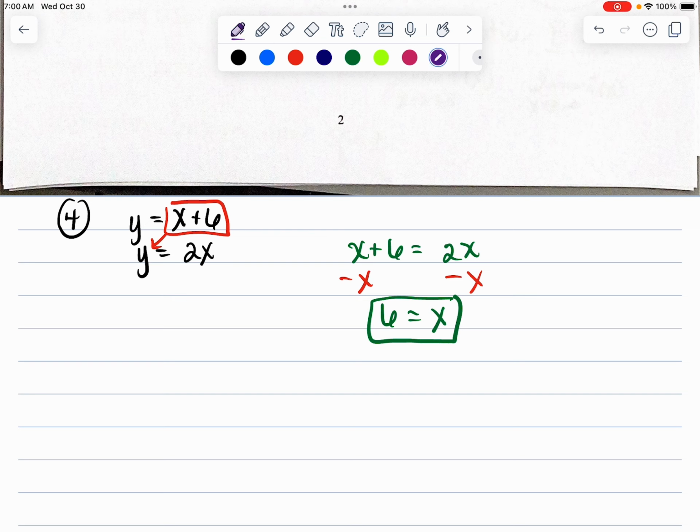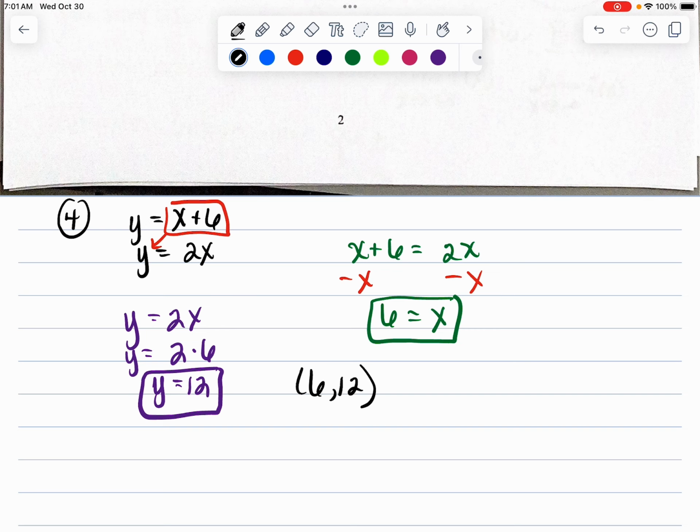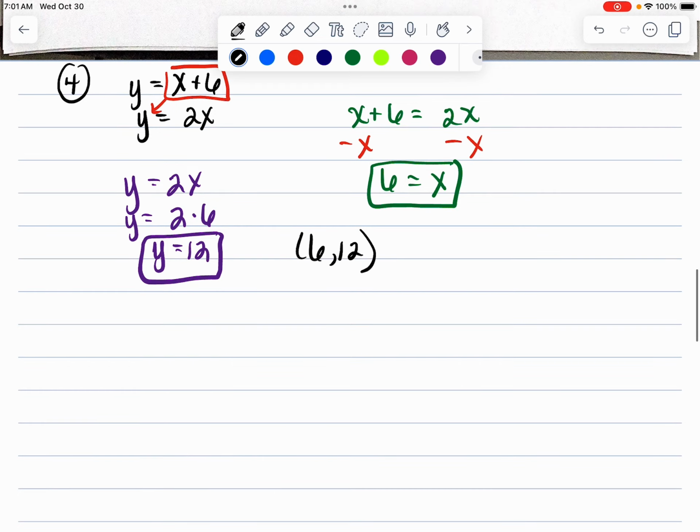Okay, I'm going to use the second equation because that one is the shortest, in my opinion. So y equals 2x, or y equals 2 times 6, or y equals 12. So that was a nice short one, which just means the solution to this one is the point 6 and 12. Again, you can check your answers on all of these. Please do so.